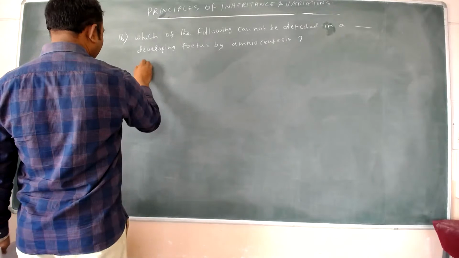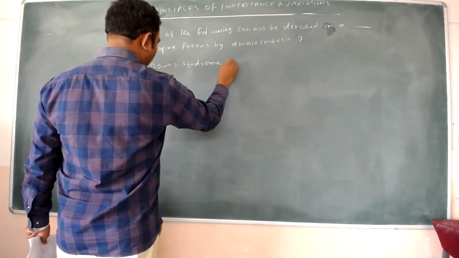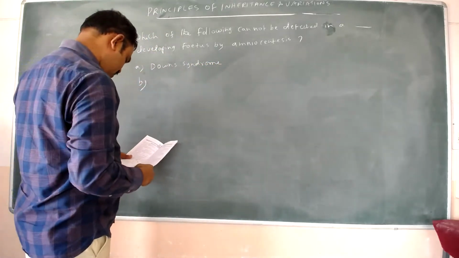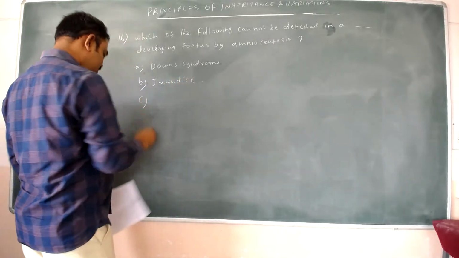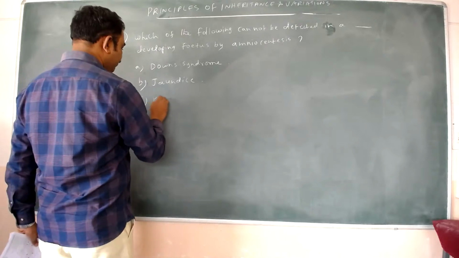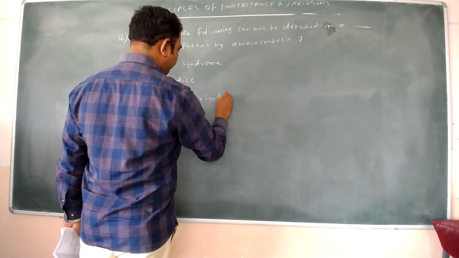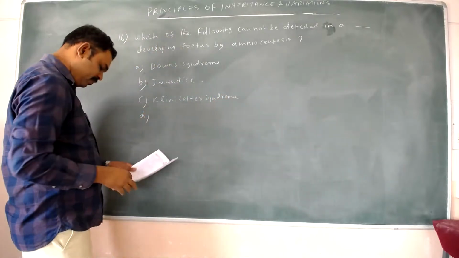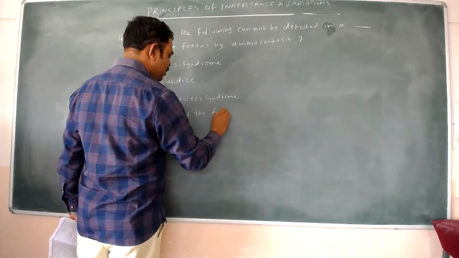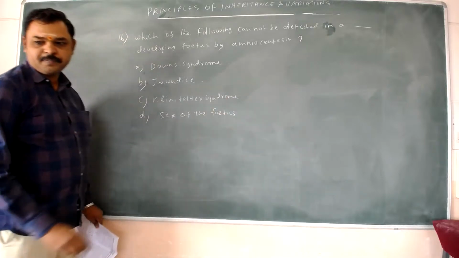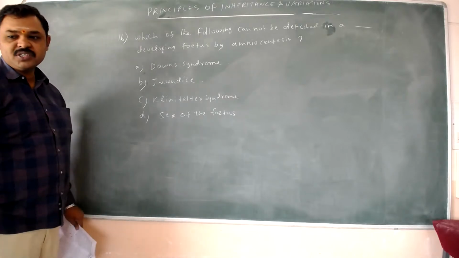Option A, Down syndrome. Option B, jaundice. Option C, Klinefelter syndrome. Option D, sex of the fetus. Here, this is the question: which of the following cannot be detected in a developing fetus by amniocentesis?